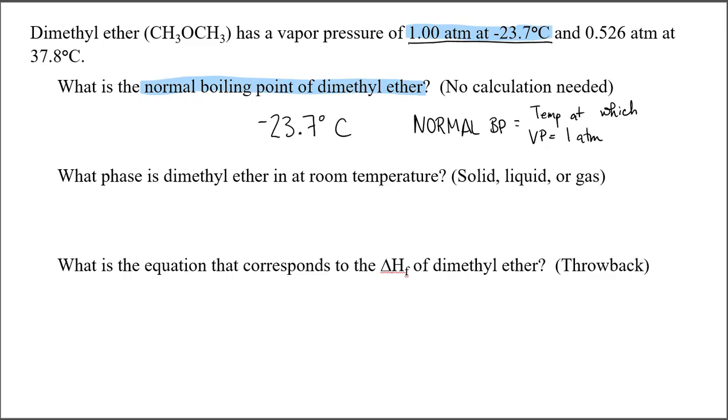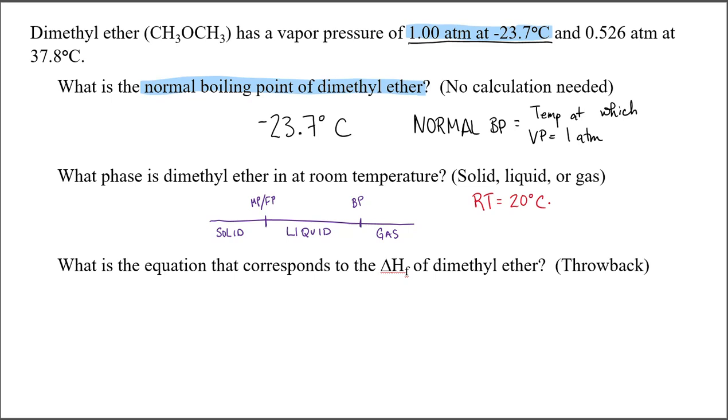What phase is dimethyl ether in at room temperature? So here's our number line. And we have the melting point, which again is the same as the freezing point. It just talks about which direction it goes in. And then we have the boiling point. If you're less than the melting point, then you are a solid. If you're between melting and boiling, then you are a liquid. If you are above boiling, you are a gas. So what phase is dimethyl ether at room temperature? Room temperature is approximately 20-ish degrees Celsius.